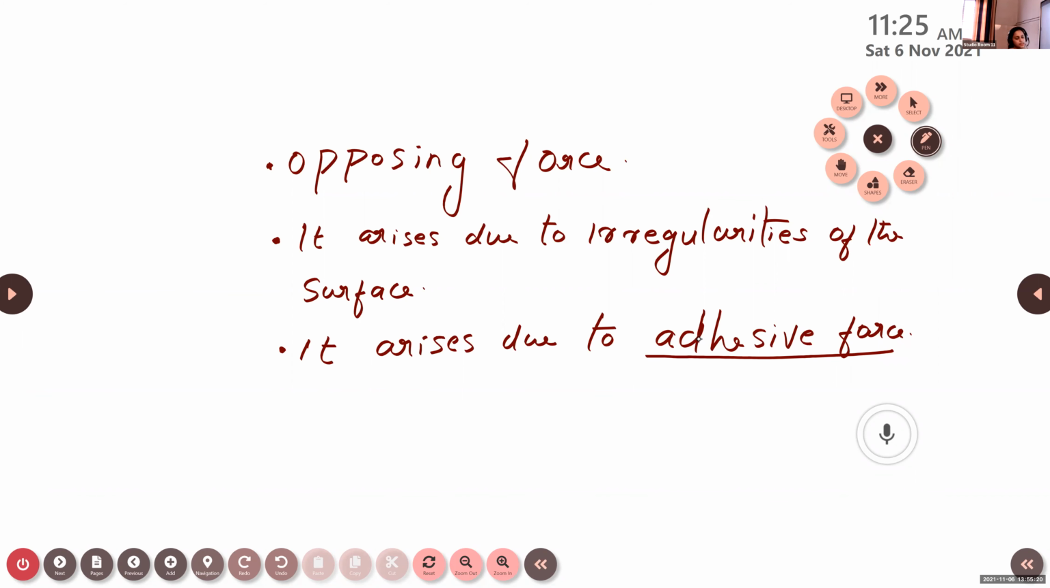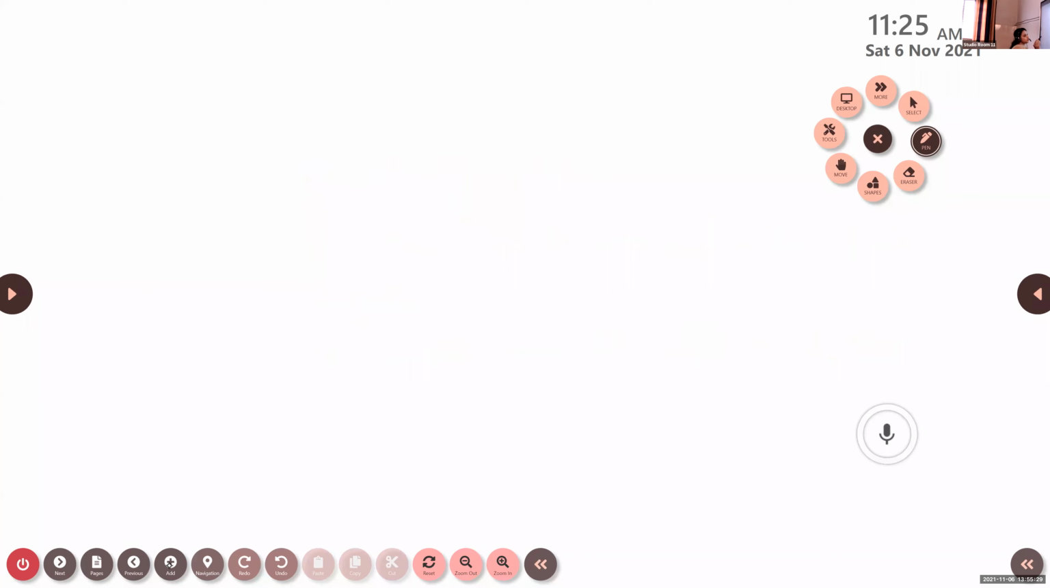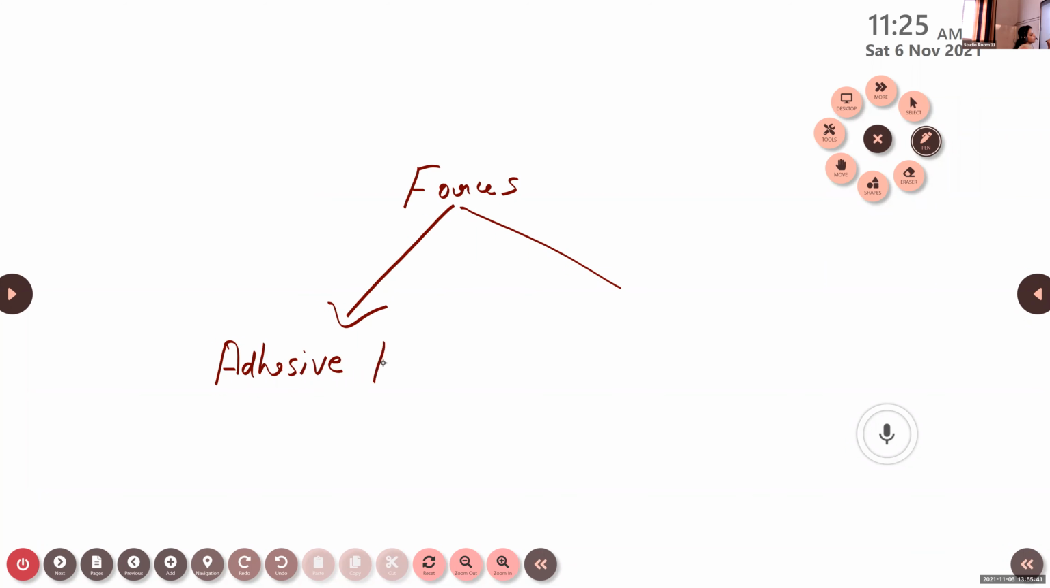Okay, so it arises due to irregularities of the surface. And the next point, it arises due to adhesive force. Actually, we have two different types of forces. Sometimes you may have studied about these two forces in chemistry. So the first one is adhesive force, and the second one is cohesive force.